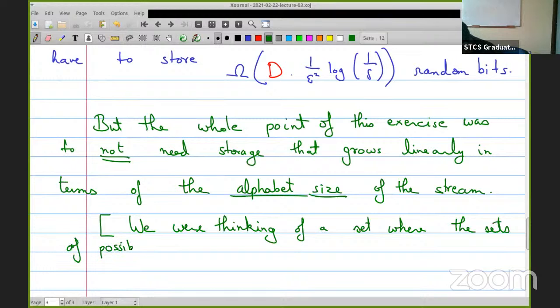And in any case, if you are allowed to use order d storage, then why not just keep an associative array, right? Like just a map, hash map, or a balanced binary tree based map. Just store the counters. So why go through all this?